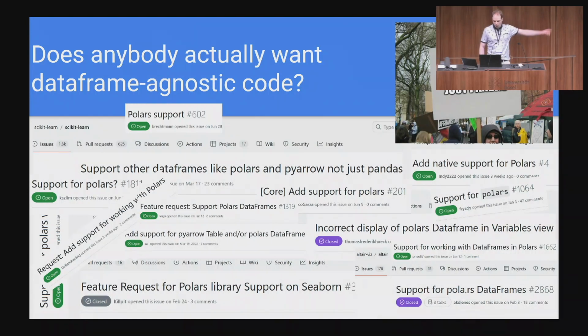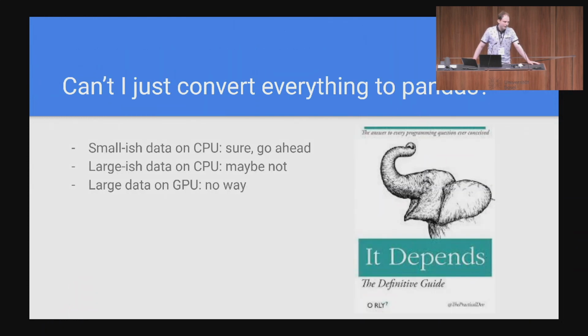So why would anybody want this? Yeah, there have been a bunch of protests about libraries only supporting pandas data frames, and before these protests get violent, we need to do something about it. The easiest way to do something about it would be to just convert everything to pandas. Does that work? Well, it depends. Smallish data on CPU? Be my friend. Largish data on GPU? Yeah, maybe not.